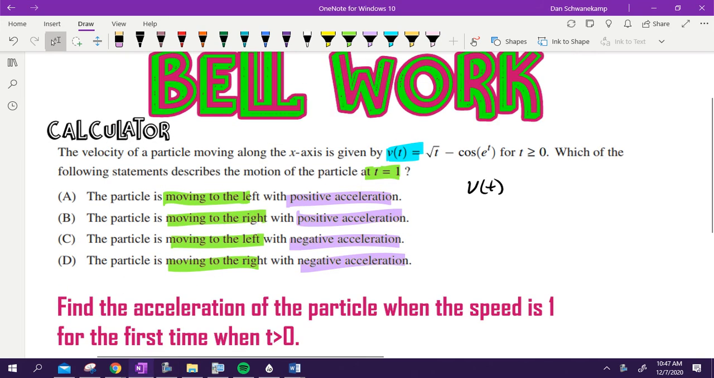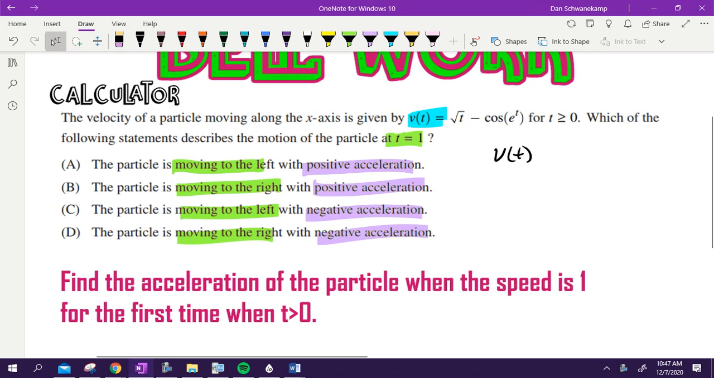All right, bell work. We're doing calculator active stuff here. They gave me velocity. Which of the following statements must be true about the motion of the particle at t equals 1? And basically, it breaks down to two things. Am I moving left or right, or is the acceleration positive or negative? What am I looking for on a velocity equation to determine if I'm moving left or right?